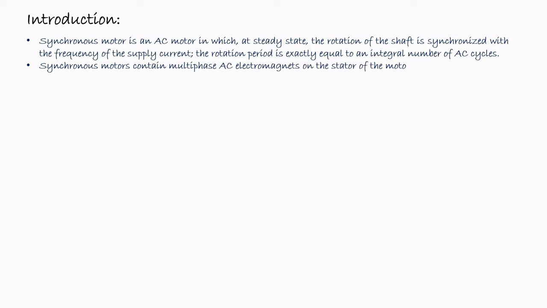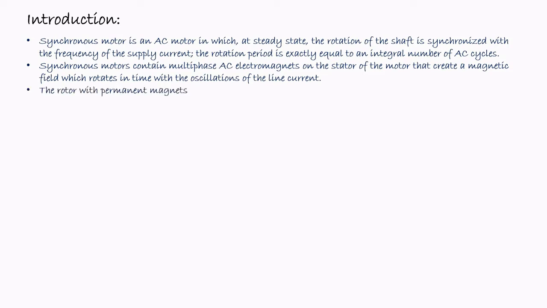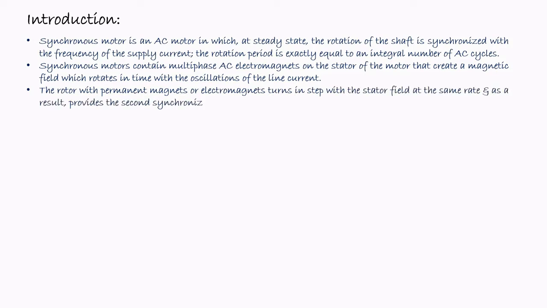The synchronous motor contains multi-phase AC electromagnets on the stator of the motor that create a magnetic field which rotates in time with the oscillations of the line current. The rotor with permanent magnets or electromagnets turns in step with the stator field at the same rate, and as a result provides the second synchronized rotating magnetic field of any AC motor.